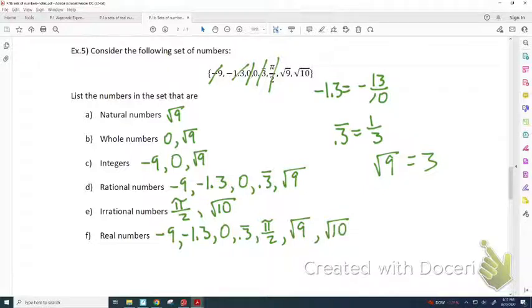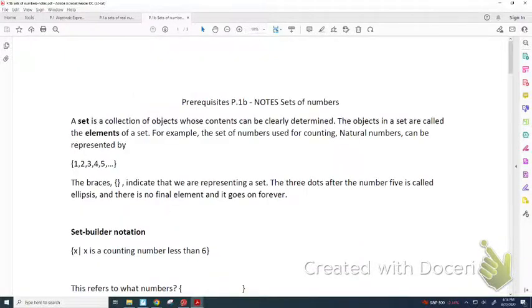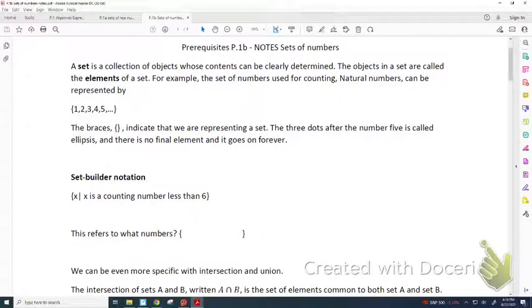And that's it. We'll have a quiz over that on Thursday. Let's try out some other types of symbols. So first off, some vocabulary. Any number in a set is called an element.